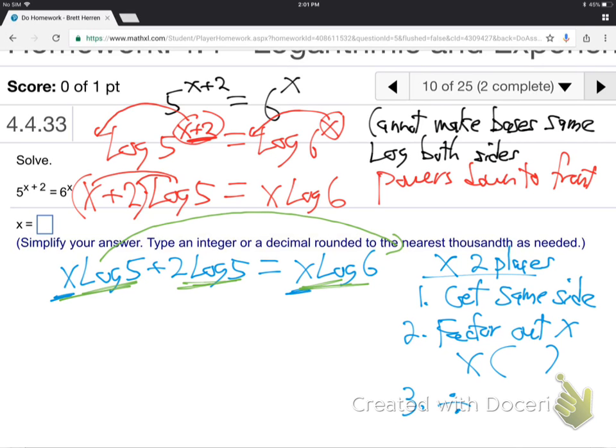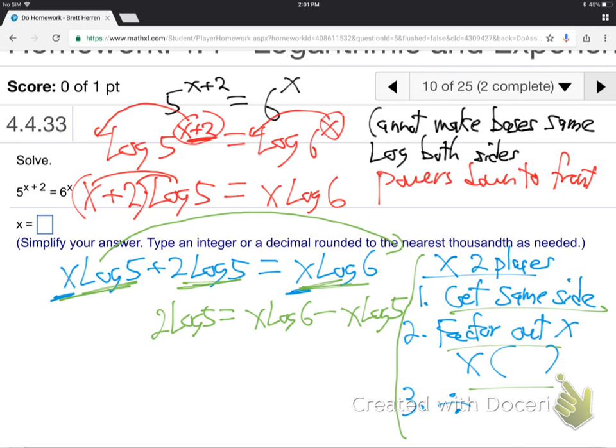So what happens when something jumps to the other side of an equal sign? Yeah, you're subtracting it really, huh? The sign changes, correct. So we'll have 2 log 5 equals x log 6 minus x log 5. We good so far? So that x log 5 jumped over, became a minus x log 5. So get them on the same side.